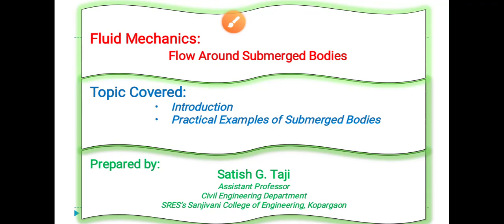Friends, hello, good morning. In the last class, we have completed unsteady flow through openings under variable head. We considered two cases: when area A is constant, and in the other case, when A is variable.